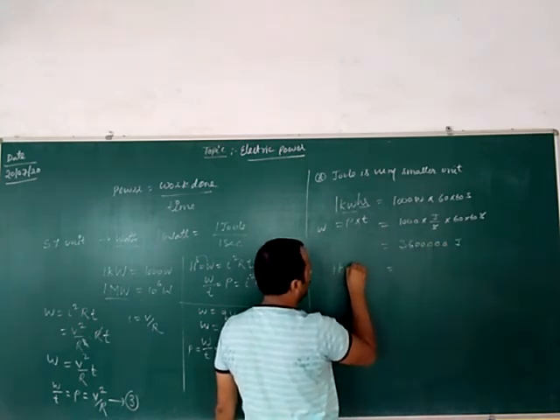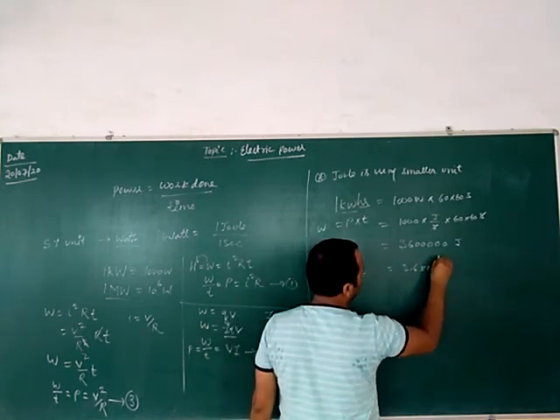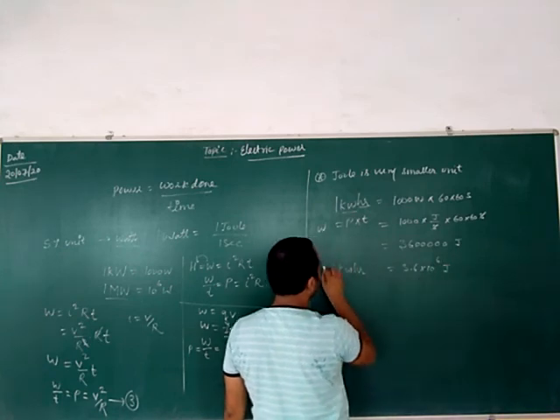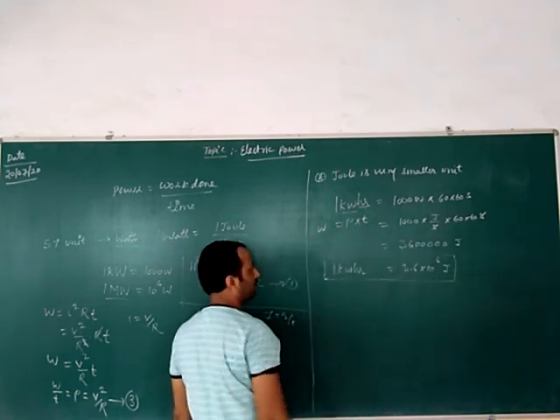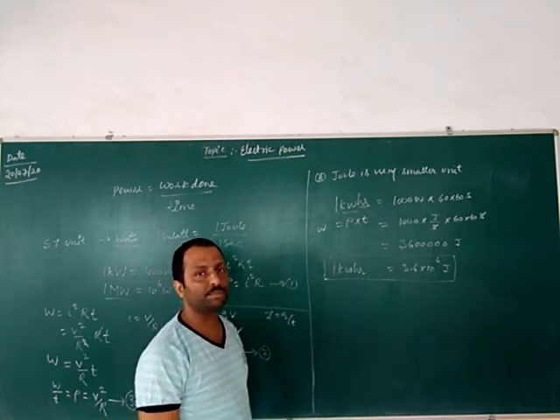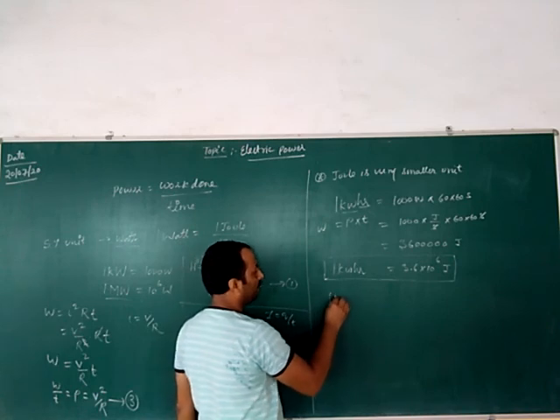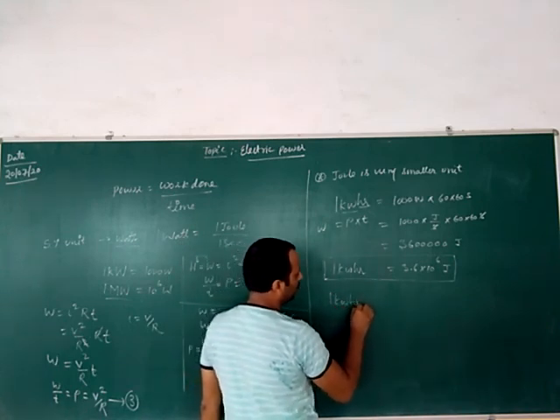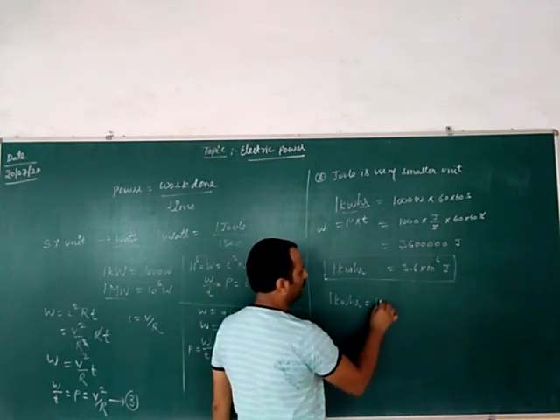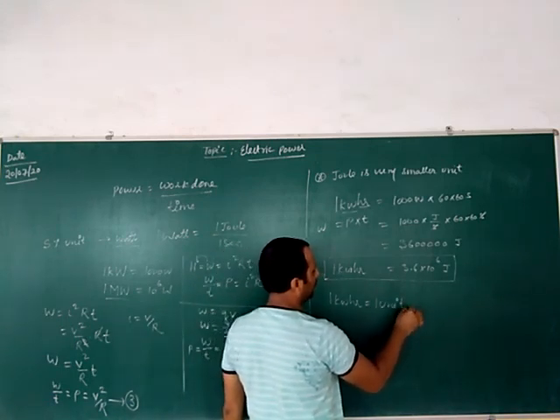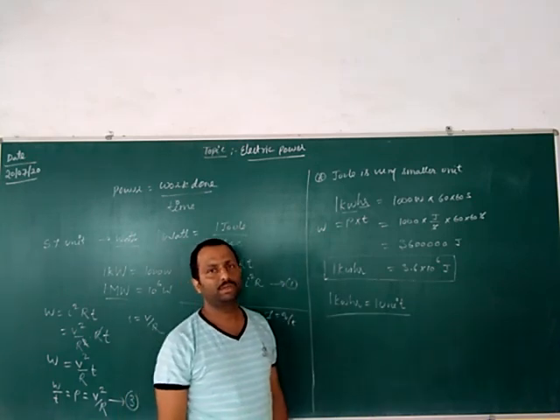1 kilowatt hour is equal to 3.6 into 10 to the power 6 joule. This is a very important conversion. Remember that in domestic electrical appliances, 1 kilowatt hour is said to be 1 unit. In the electricity bill, 1 unit means 1 kilowatt hour. Okay, thank you.